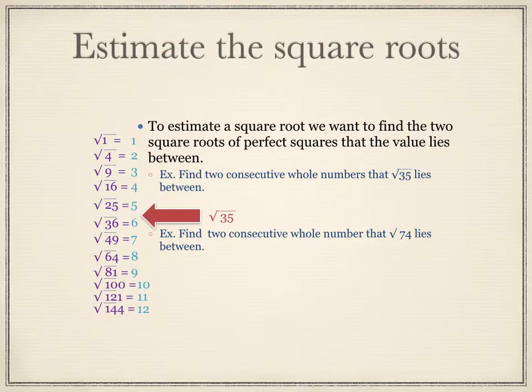As you can see there. Therefore, it would be between 5 and 6. Okay, now we're going to estimate the square root of 74. So the square root of 74 lies between the square root of 64 and the square root of 81. Therefore, the estimate is between 8 and 9.